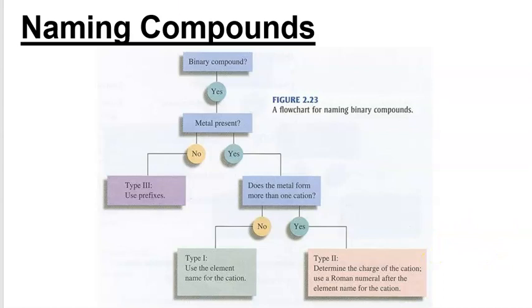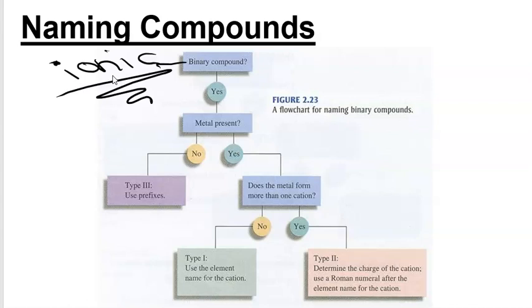So a quick review of your flow chart, the way you can think about naming. Ask yourself these questions. First of all, is it a binary compound? Yes. Of course, these are going to be. This is your flow chart for naming binary. We're assuming here you're going to be talking about ionic. So when you're looking at ionic bonds, remember we have special rules.